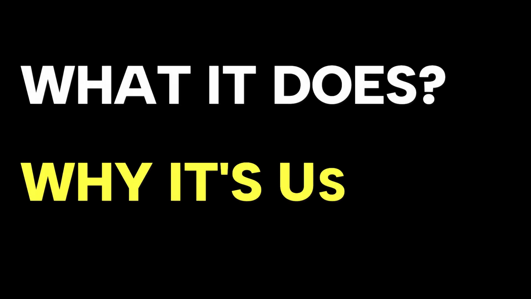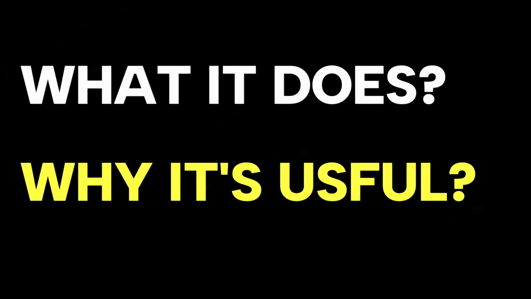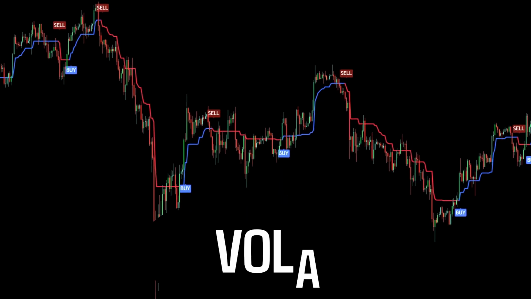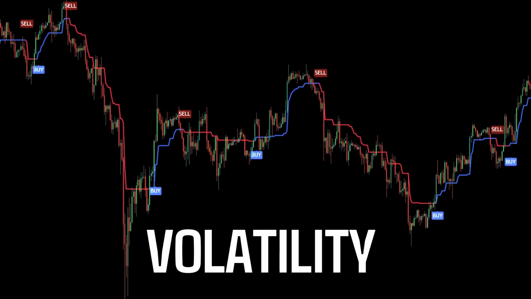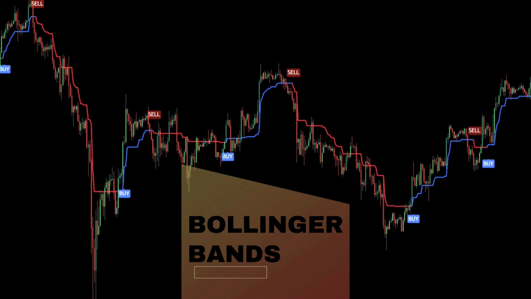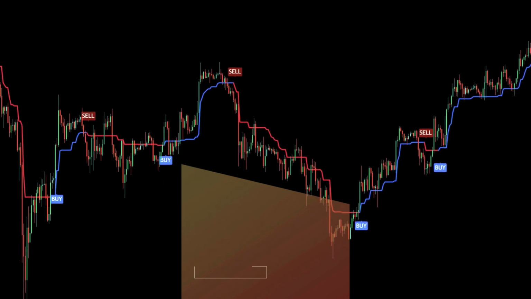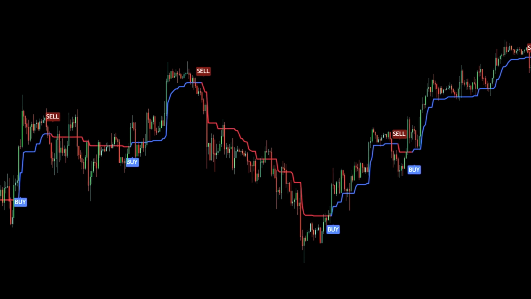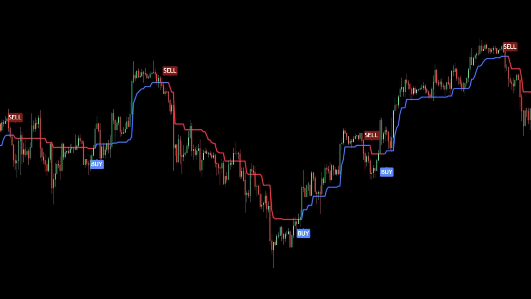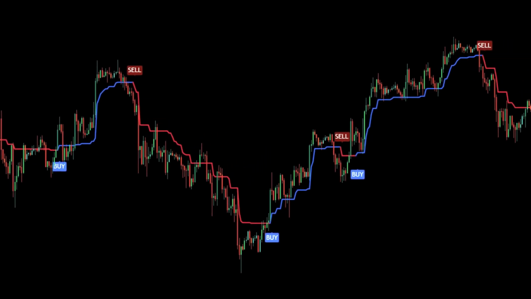Now let's talk about the first indicator we're using in this strategy. I'll walk you through what it does and why it's useful for us as traders. It tracks price moves based on volatility, and it's built using Bollinger Bands. Now we've got the indicator on the chart. Let's talk about how it can help us even more by generating buy and sell signals, which can make trading a lot easier, especially if you're looking for clear entry and exit points.